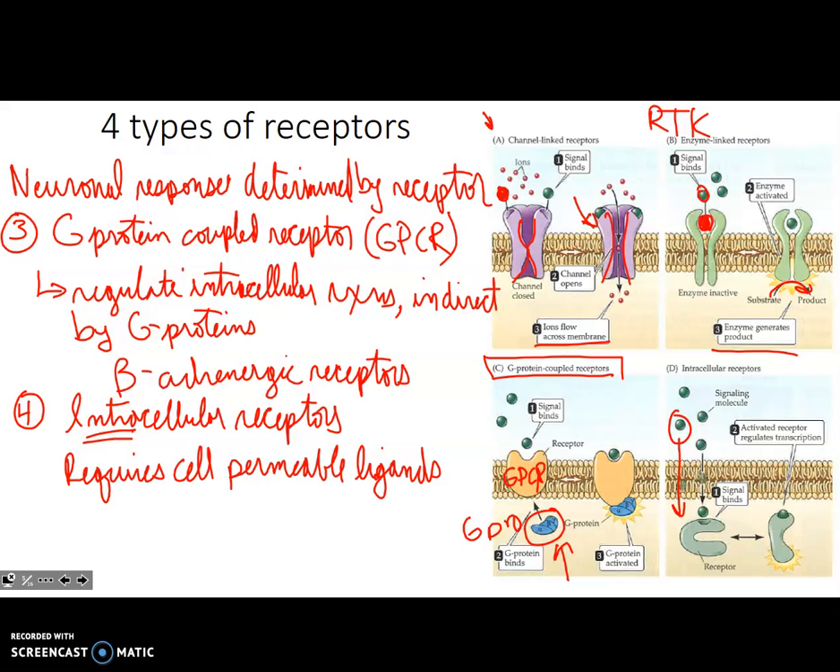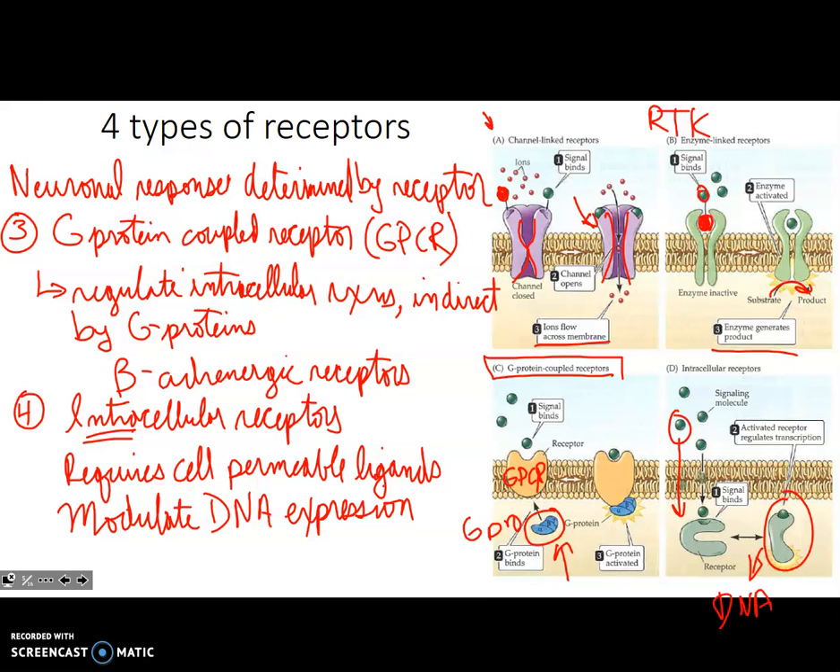So maybe they modulate, regulate, kind of the same thing, DNA expression. Modulate, like modify. They're going to tinker with DNA and how it gets expressed. And so typically what happens is once this receptor is activated, it's going to go off and have some effect on the DNA. Okay, so 4 types of receptors.